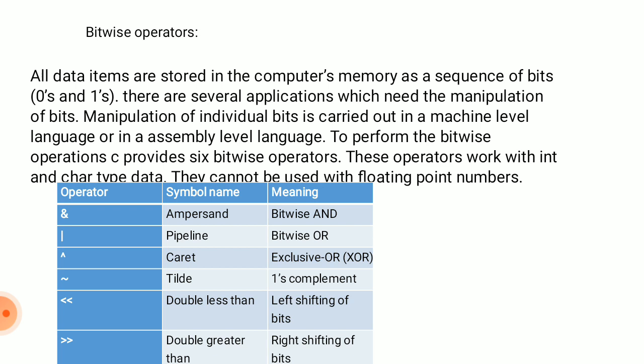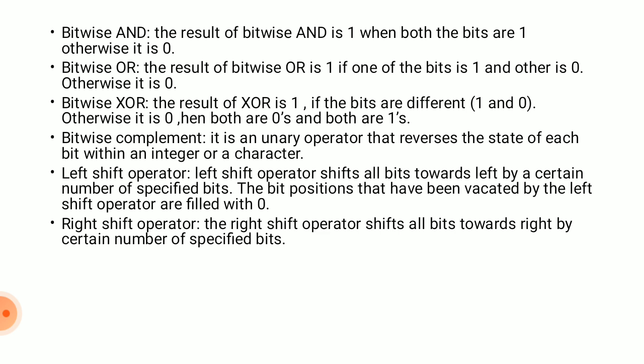Already we have discussed bitwise AND, bitwise OR and bitwise XOR, and the extra 3 bitwise operators are tilde, left shifting bits and right shifting bits. Now we will see one by one. Bitwise AND means the result is 1 when both the bits are 1, otherwise it is 0. When both the bits are 1, then only the result will be 1, otherwise the result will always be 0. That is the bitwise AND operator.